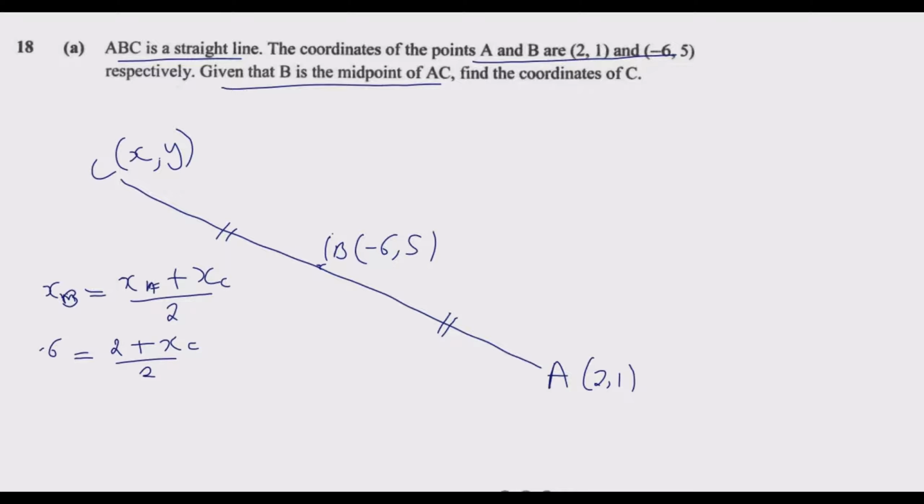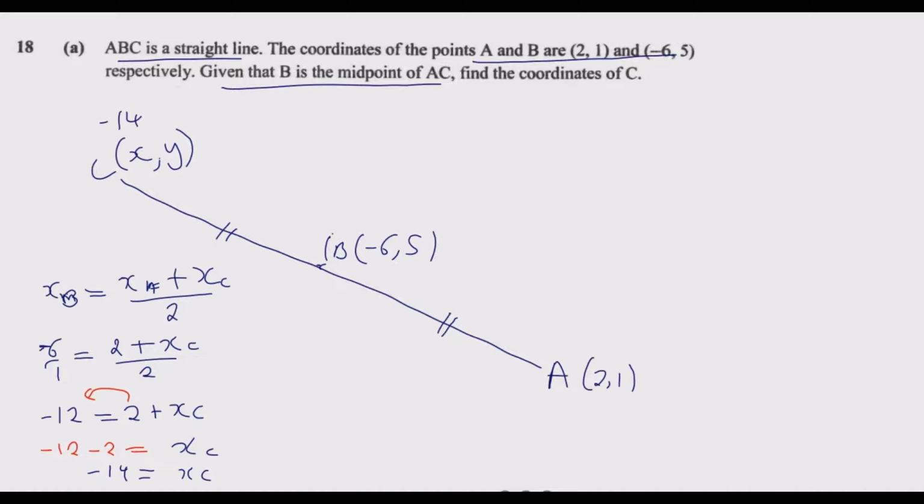Then at this point we solve for the X value at C. So we just cross multiply here. It will be 2 multiplied by negative 6, which is negative 12, is equal to 2 plus X subscript C. Then we take the 2 to the other side, and it becomes a negative. So we have negative 12 minus 2 equals XC. So what is XC? The value is equal to negative 14. That's the value of X at this point, negative 14.